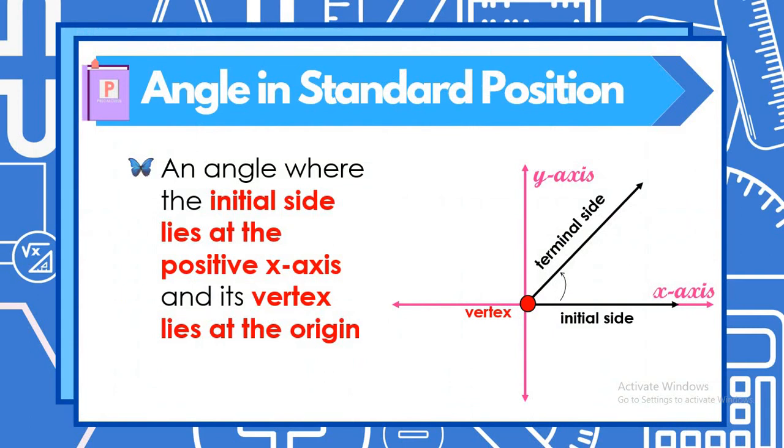Now, what do we mean by an angle in standard position? It is an angle where the initial side lies at the positive x-axis and its vertex lies at the origin. So it's any kind of angle you can plot on a rectangular coordinate system, and the initial side will always be on the positive x-axis. Then the vertex should be at the origin. The terminal side may lie anywhere along the quadrants, just as long as the initial side is found at the positive x-axis and the vertex is at the origin, just like this illustration.